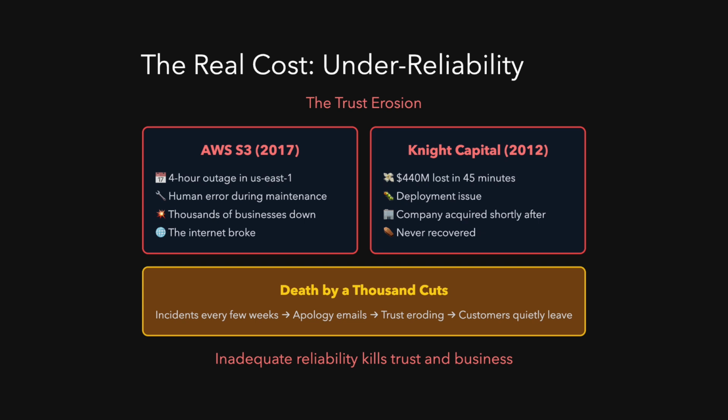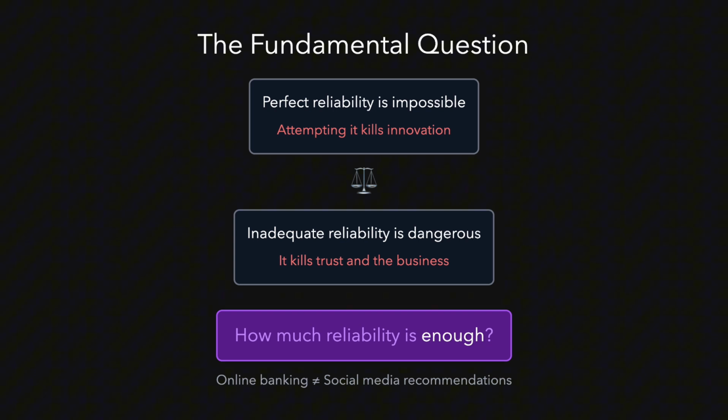So, here is where we have arrived. Perfect reliability is impossible, and attempting it kills innovation. But inadequate reliability kills trust and potentially the business. So, how much reliability is enough? And how do you measure whether you are meeting that target? And when you are not meeting it, how do you decide between shipping features and fixing reliability? These questions don't have universal answers.